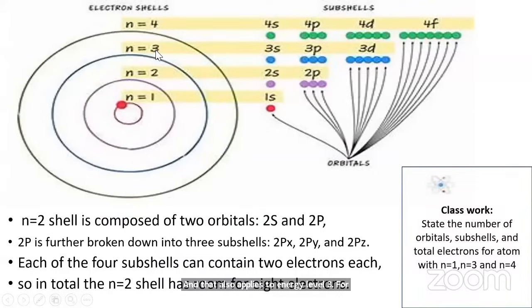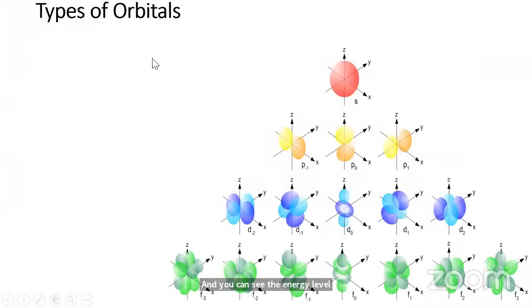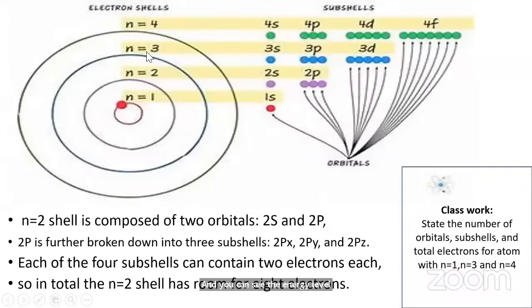For energy level 3, we have 3 orbitals here. We have the s orbital, the p orbital, and a d orbital. And so electrons that are accommodated in the 3s, the 3p, and the 3d orbitals will be residing here in energy level 3. And you can see energy level 3 will have more electrons than the electrons in energy level 2.